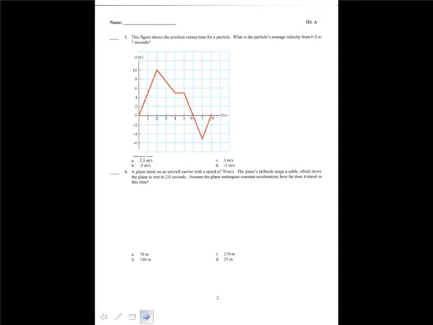Alright, this figure shows the position versus time for a particle. What is the position's average velocity from t equals 2 to t equals 7 seconds? Average velocity is x final minus x initial over your change in time. X final is at 7 seconds, that's minus 5. X initial is at 2 seconds, right there. So minus x initial, which is positive 10, divided by delta t, which is 7 minus 2. That's minus 15 over 5, that's minus 3. The answer is D.